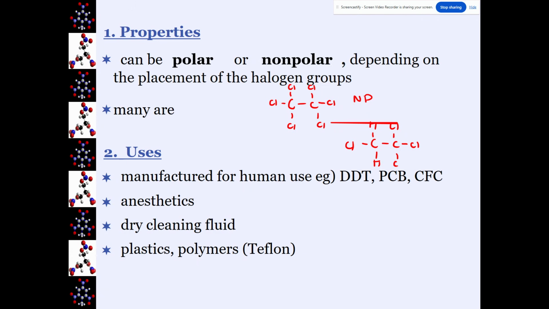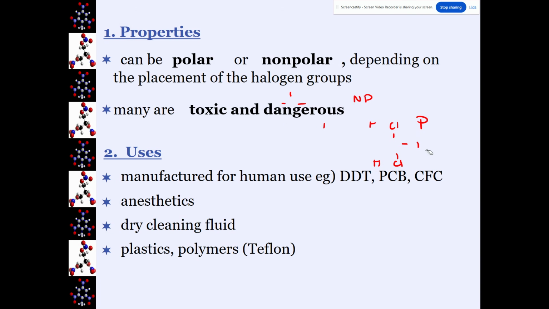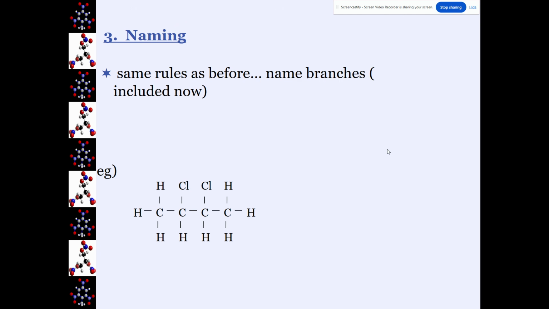So if there's different terminal atoms, it's polar. Okay, so if they're all the same halogen, they're nonpolar. But if they're not all the same halogen and there's hydrogens or other halogens, they are polar. A lot of them are toxic and dangerous. Things like Teflon and PCBs and CFCs, chlorofluorocarbons. Remember those back in Science 9, okay? They are very toxic and dangerous.